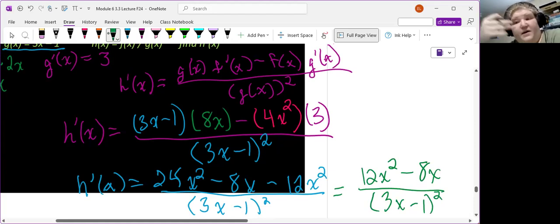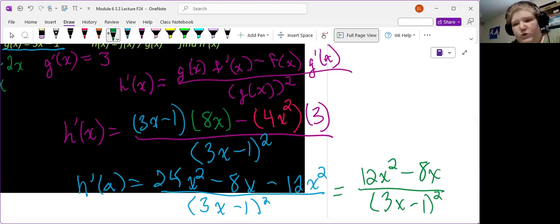So there, after all that crazy work, is our derivative in a slightly more simplified format. Technically, we could split it into 12x squared over the denominator minus 8x over the denominator. It is very rare to need to do that. This is typically a good enough answer.